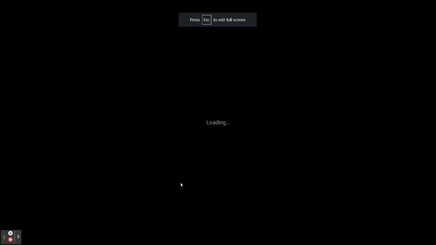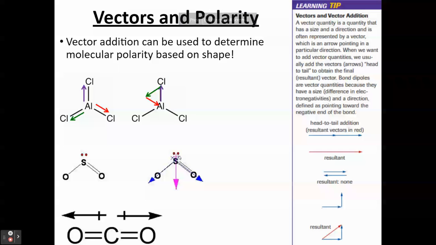These two vectors over here were added together to get an overall dipole. Whereas these three vectors, when you put them together, head to tail, head to tail, head to tail, they meet up and close off, and that means they cancel out. Same thing with this one over here for carbon dioxide.